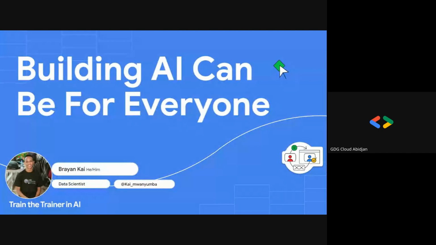So the goal of this session is to show you how you can build anything you want with AI. We will show you what to do if you want to build an application with AI, or if you want to use AI in your job to plan your activity. The goal is just to show you the things you can do with AI.